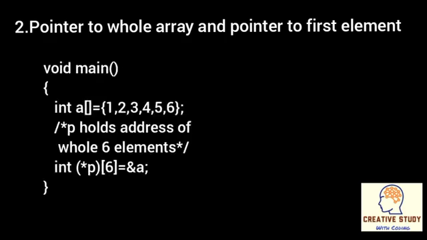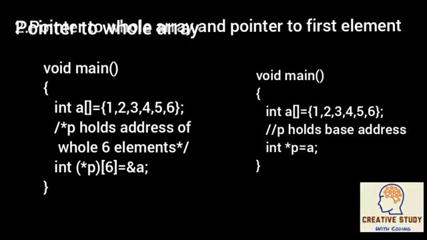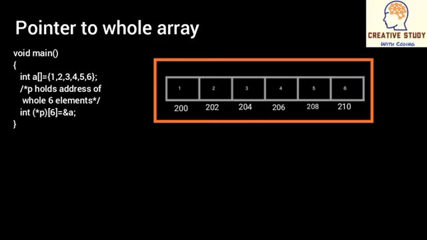Now let's see pointer to whole array and pointer to first element. In this program, P is a pointer to 6 elements, and P is holding the address of the whole array and not just the address of the first element. And in this program, P is a pointer which is holding the base address of the first element only. Now let's understand it in detail.